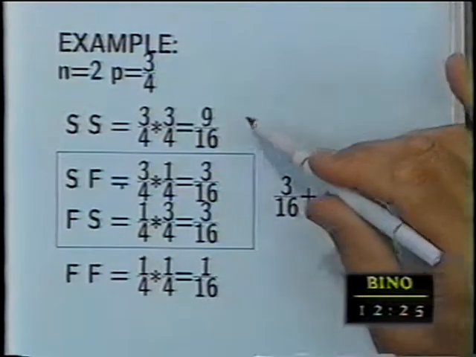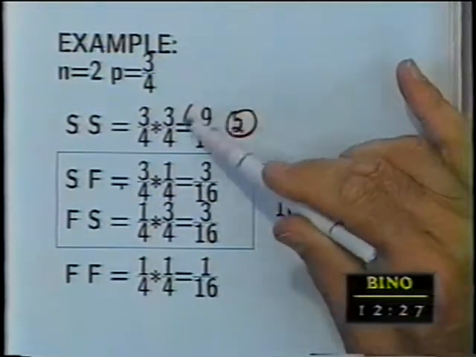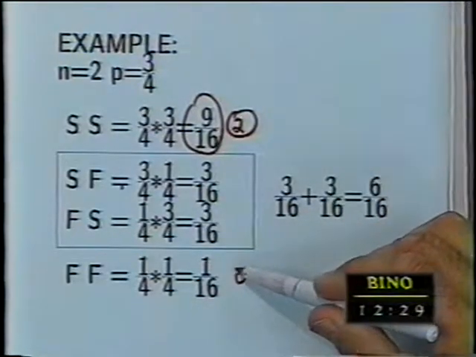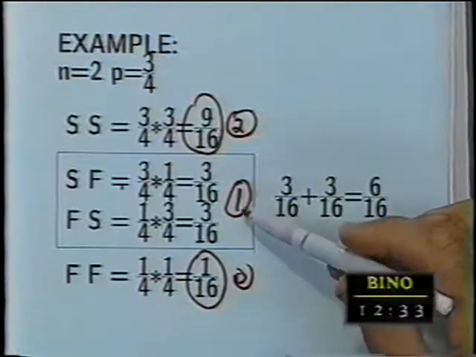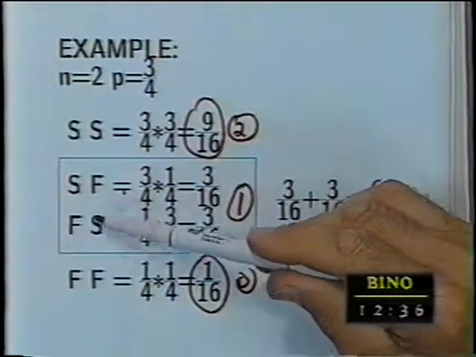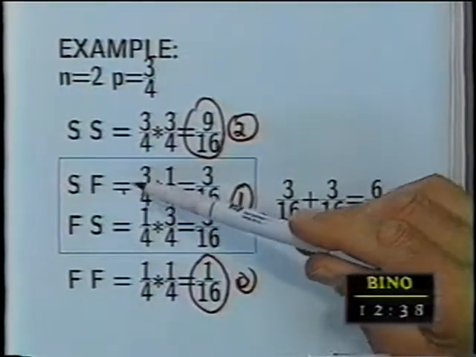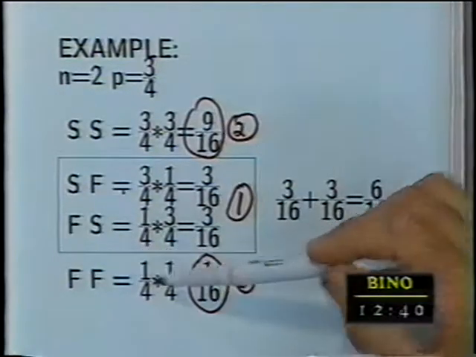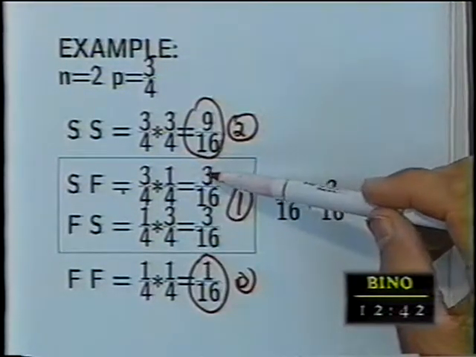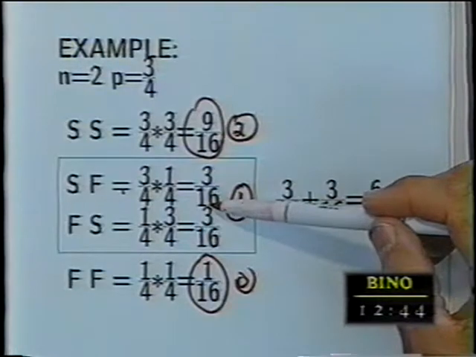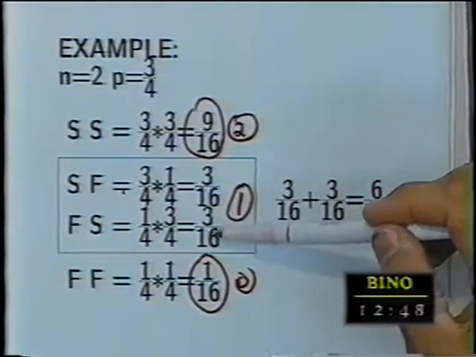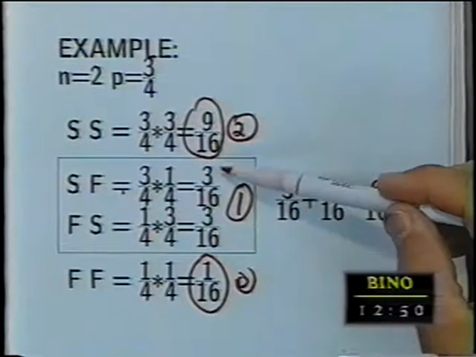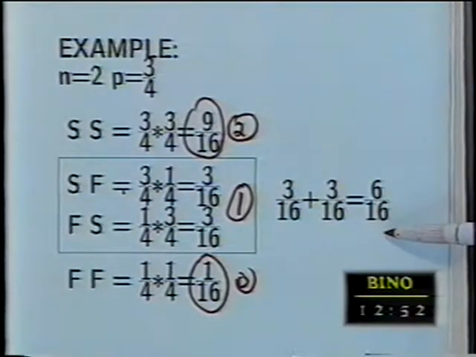Well, again, this is 2 people showing up, 9/16. This is nobody showing up, 1/16. This is 1 person showing up. 1 person shows up at my meeting. Either it's Jane and not John, or John and not Jane, and Jane shows up 3/16 of the time without John, and John shows up 3/16 of the time without Jane, and so the total is 6/16 of the time I will have 1 person at my meeting.